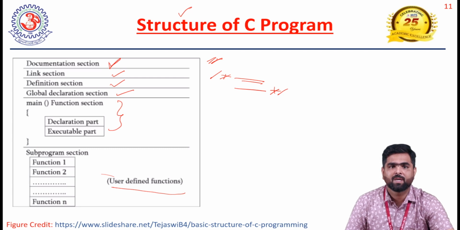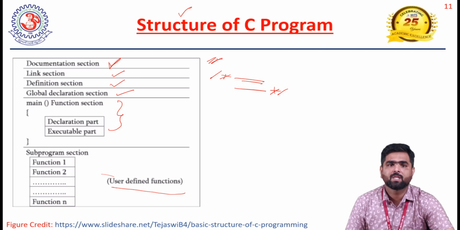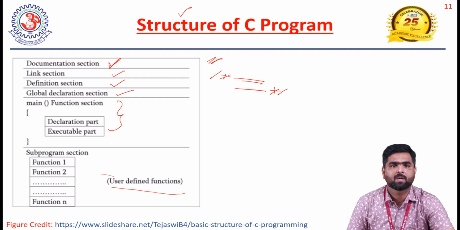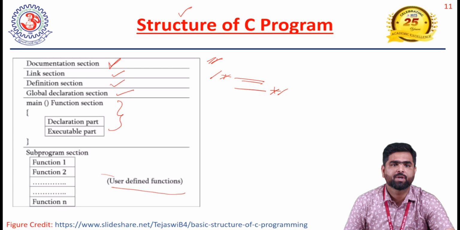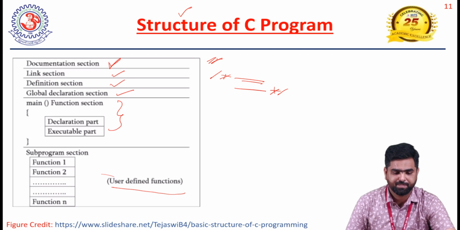In the documentation we mention what the purpose is, who the author is, and when the program was created. What is the use of this documentation? If any new person comes to the particular program, he is able to easily understand for what purpose this program is written, when it was created, and who created this program. All this information can be known to any person. For that purpose we use the documentation section.